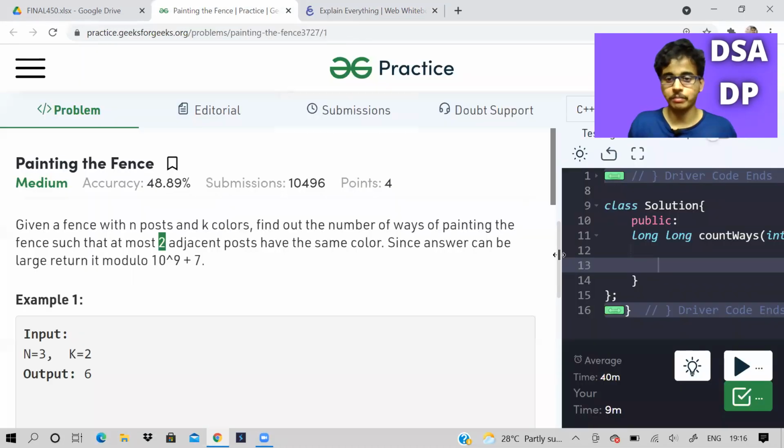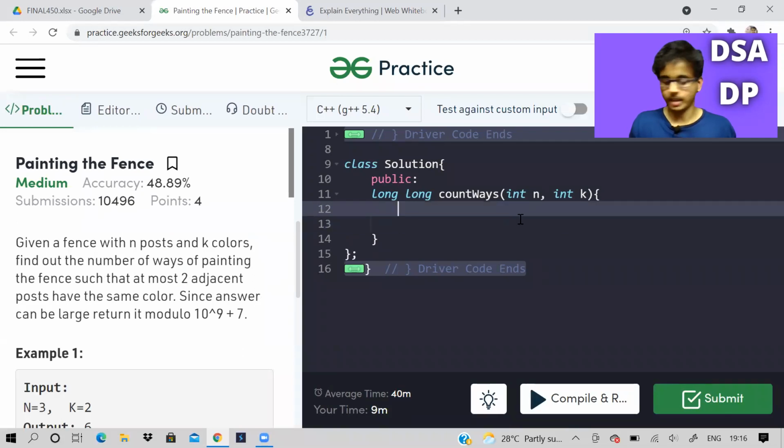Let us go to the coding part. It is a long video, sorry, but I had to explain completely. So let us go to the coding part now.